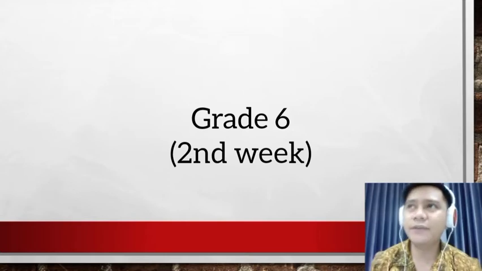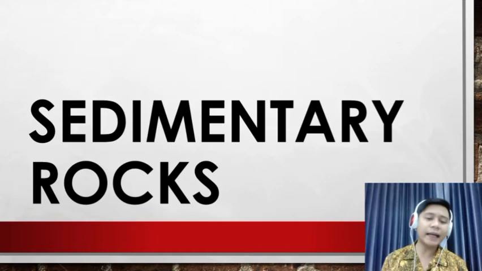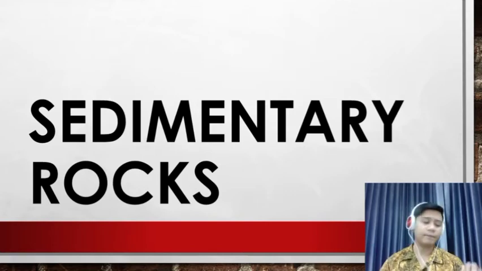Okay, so for today's class, it's all about sedimentary rocks. Sedimentary rock is one of the types of rocks. We have three types of rocks. The first one is igneous rock, the second one is sedimentary rocks, and the third one is metamorphic rocks. So again, igneous rocks, what are the examples of igneous rocks? We have granite, obsidian, basalt, and pumice.